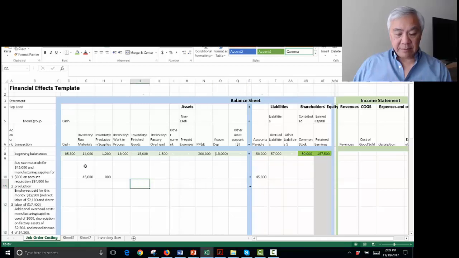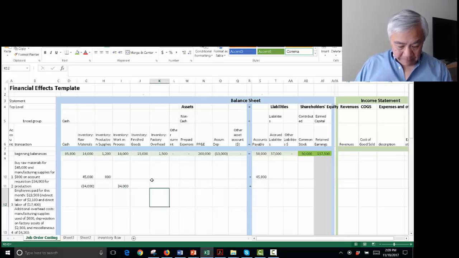Next, we requisition some of this into production. That form was filled out. We shipped the products, 34,000, and then it moves into production, 34,000. Notice that money is just going from here to here, right? That's what's happening.